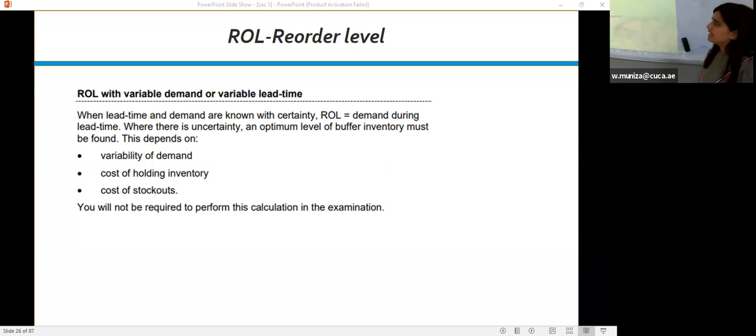So they say when lead time and demand are known with certainty, reorder level is equal to demand during lead time. Where there is uncertainty, an optimum level of buffer inventory must be found. This depends upon variability of demand, cost of holding inventory, and cost of stockouts. You will not be required to perform this calculation in the examination, but in multiple choice questions, they might ask you that when variable demand and variable lead time is there, then optimum level of buffer inventory must also be found. This can be asked.